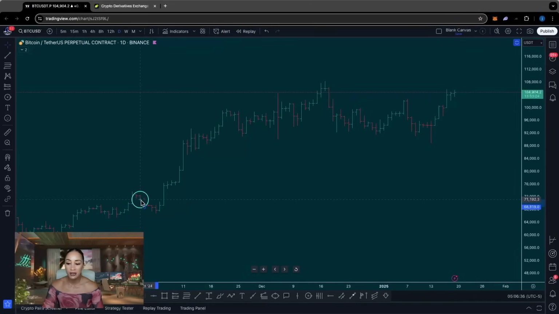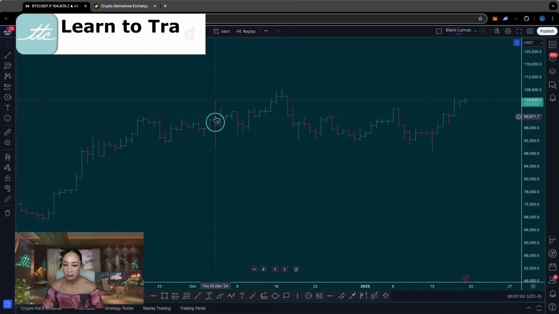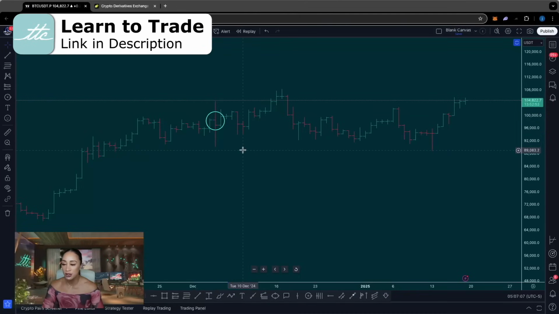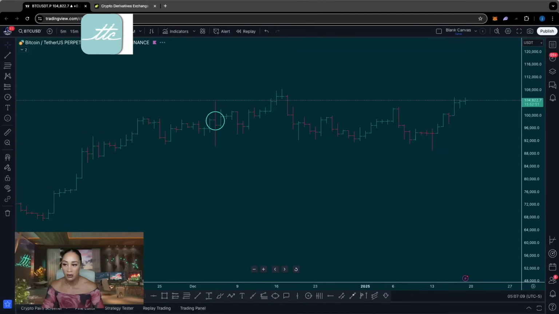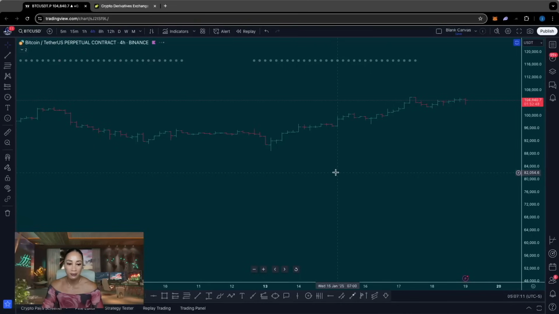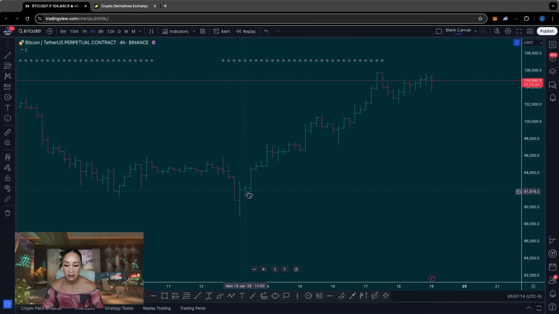A bar chart gives you vertical bars where each bar represents price movement within a specific time period. Because I am on the daily time frame, each one of these bars represent 1 day's worth of price action, but if I was to change the time frame that I am on, so let's just go to the 4 hour, then each one of these bars represents 4 hours worth of price action.